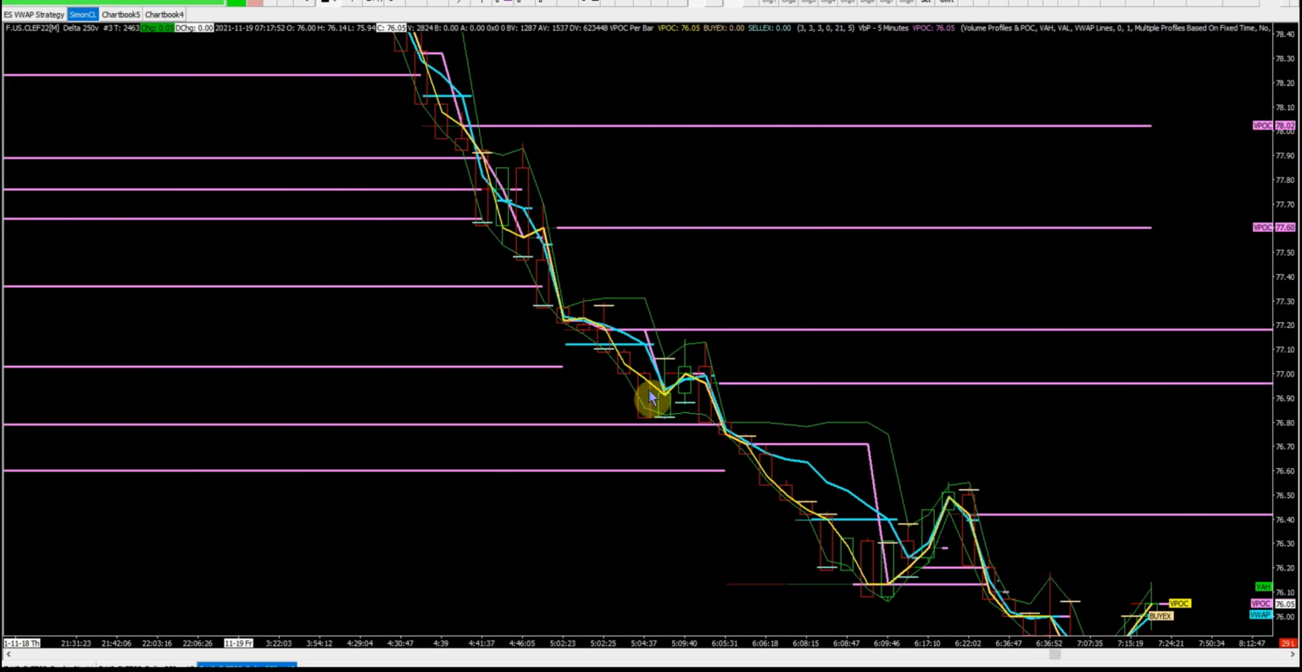And here we go. So you could ride that down, and you could sit there and work these levels back and forth between these VPOCs, back and forth as they form. On this side, you take the short, come back down here, and then you can use these as target areas. There's another target right there at 76.86.